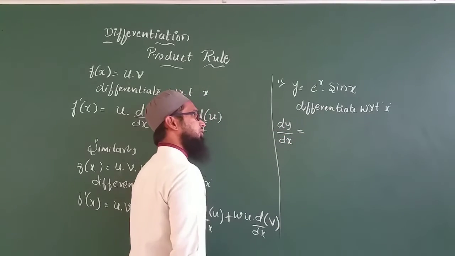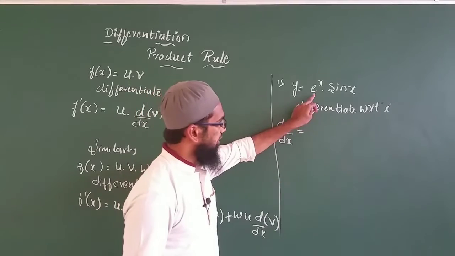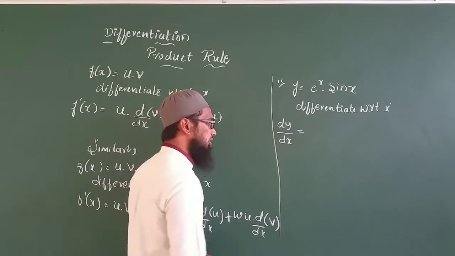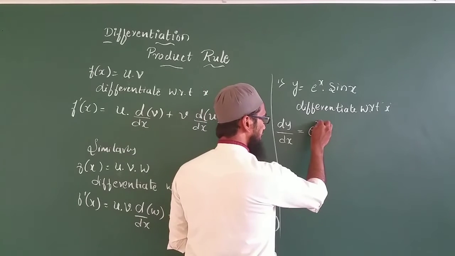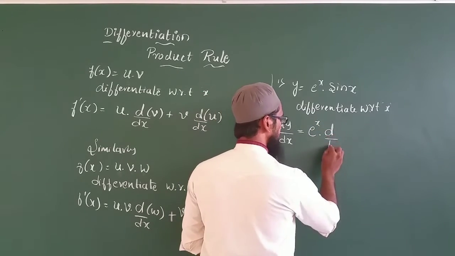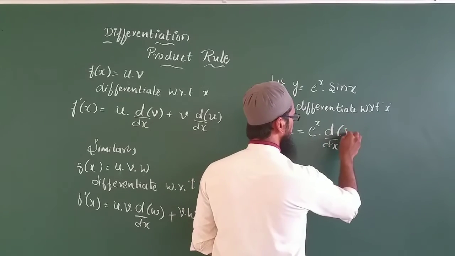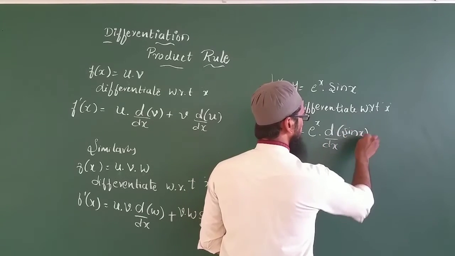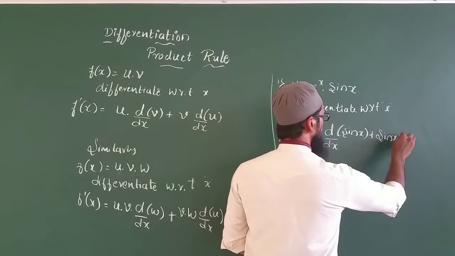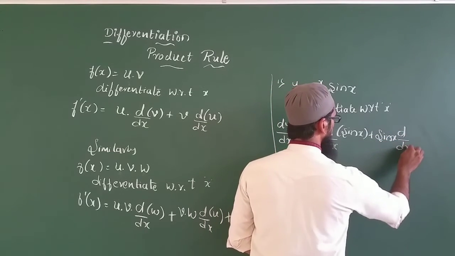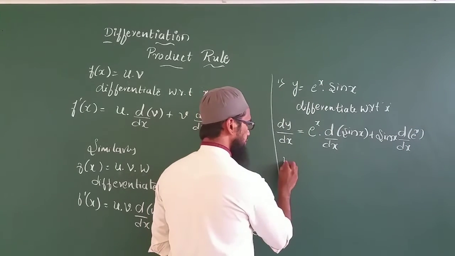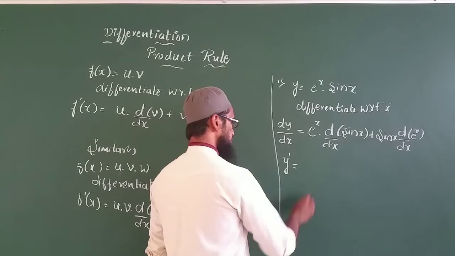So that is equal to, I'll take this e power x as the first function and sin x as the second function. I'll keep the first function as it is. Now the second thing is I'll take the d by dx of sin x, plus the second function I'll keep as it is and d by dx of the first function, that is e power x. This is how we can write here. So this becomes our y dash.